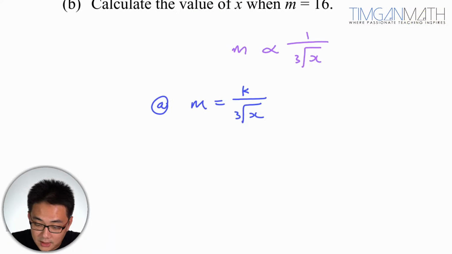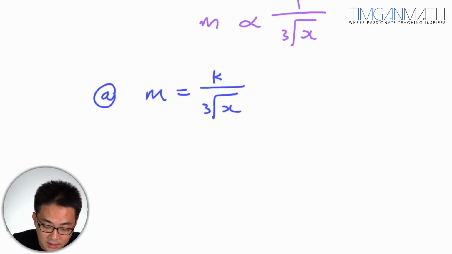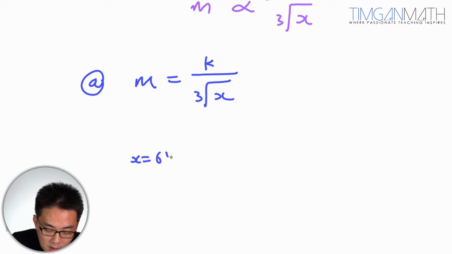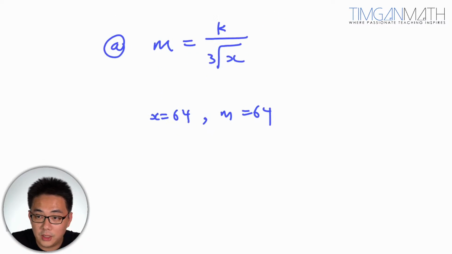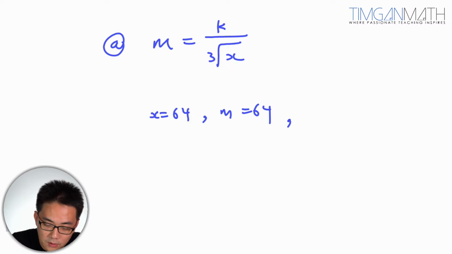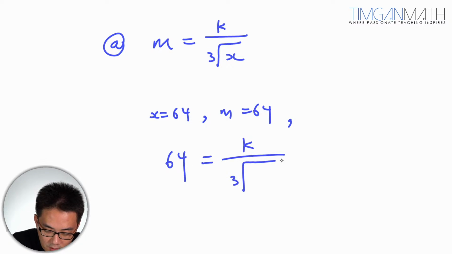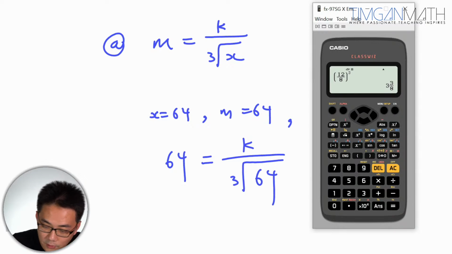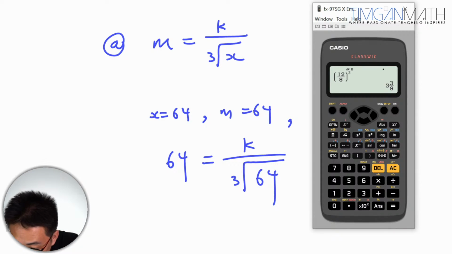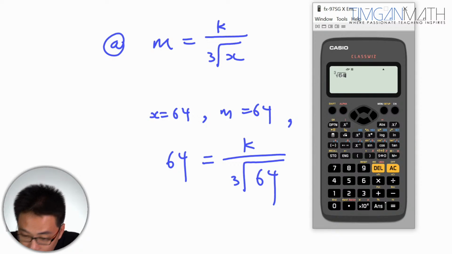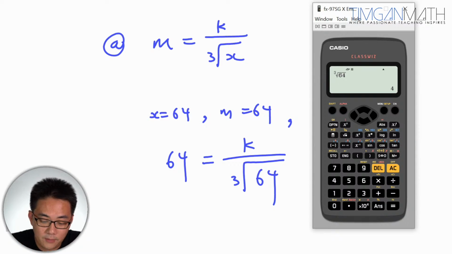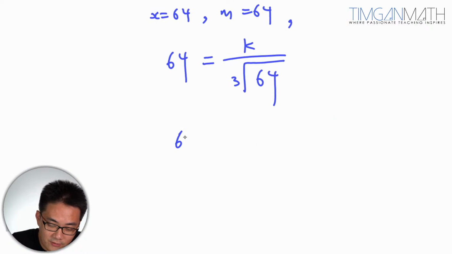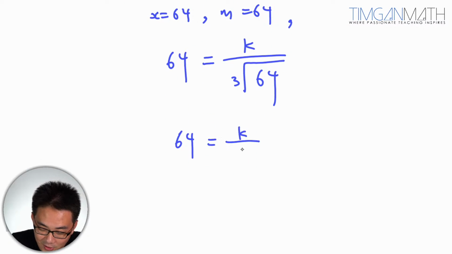Then what we're going to do next is actually just replace x with 64 and m with 64 into this expression here. So this will be 64 equals k over cubic root of 64. Cubic root of 64, I'm not sure what it is. Let's just find it out. Cubic root of 64 here is 4, okay? So in this case, it was 64 equals k over 4.